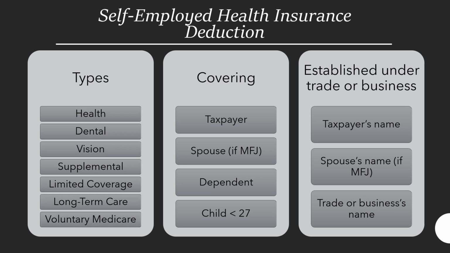And then as far as established under the trade or business, what that means is it would be under the taxpayer's name. It could be under the spouse's name, again, if they're married filing jointly, or it could be under the business's name.